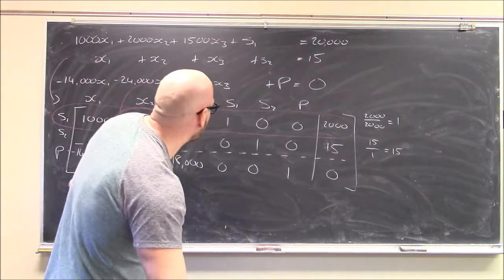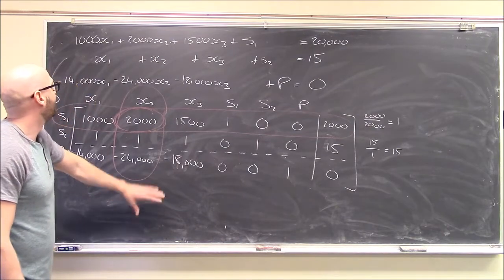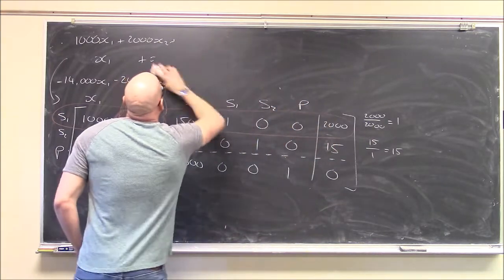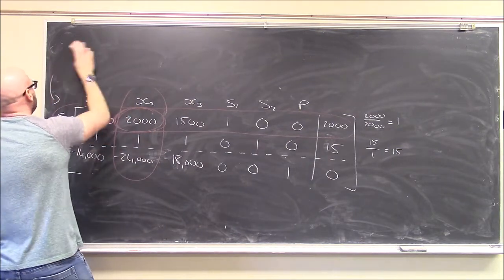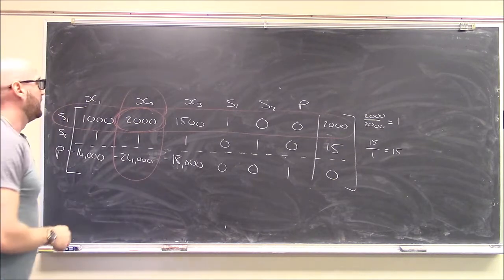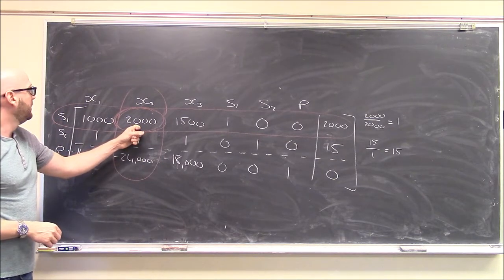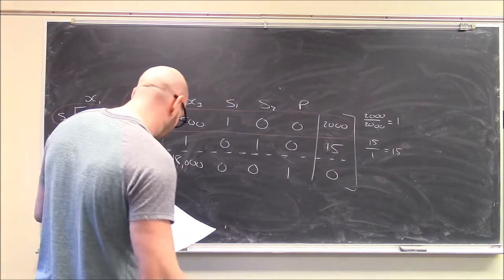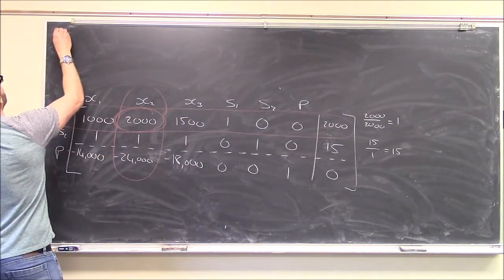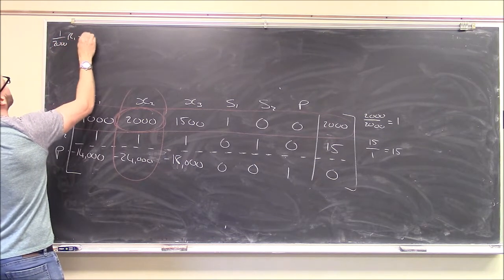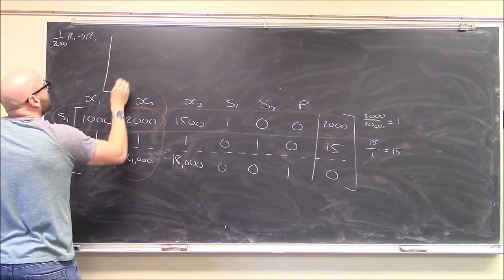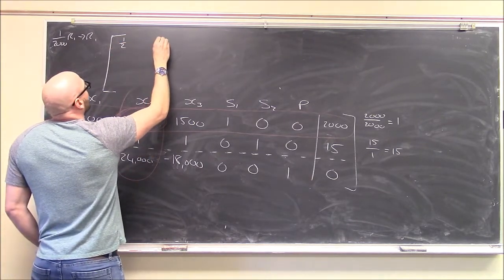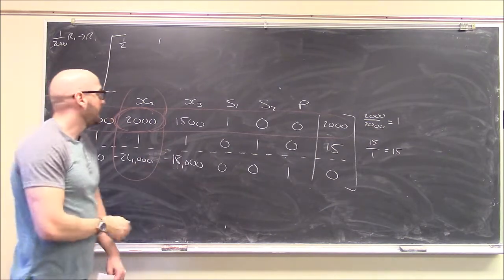So like I said, I really wish I left myself more space here. I don't really have room below to work with this, so I'm just going to have to squeeze it in above, I think. But the first thing I'm going to do is divide the first row by 2,000 to scale this to a 1. So 1 over 2,000 times row 1 becomes our new row 1. 1,000 over 2,000, 1/2. 2,000 over 2,000 is 1. 1,500 over 2,000, that's 1.5 over 2.